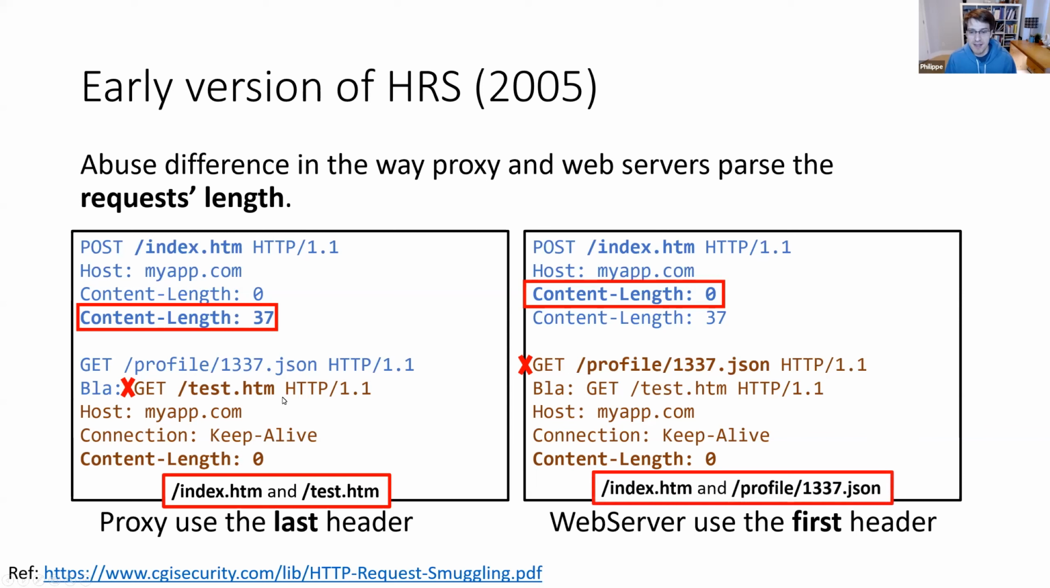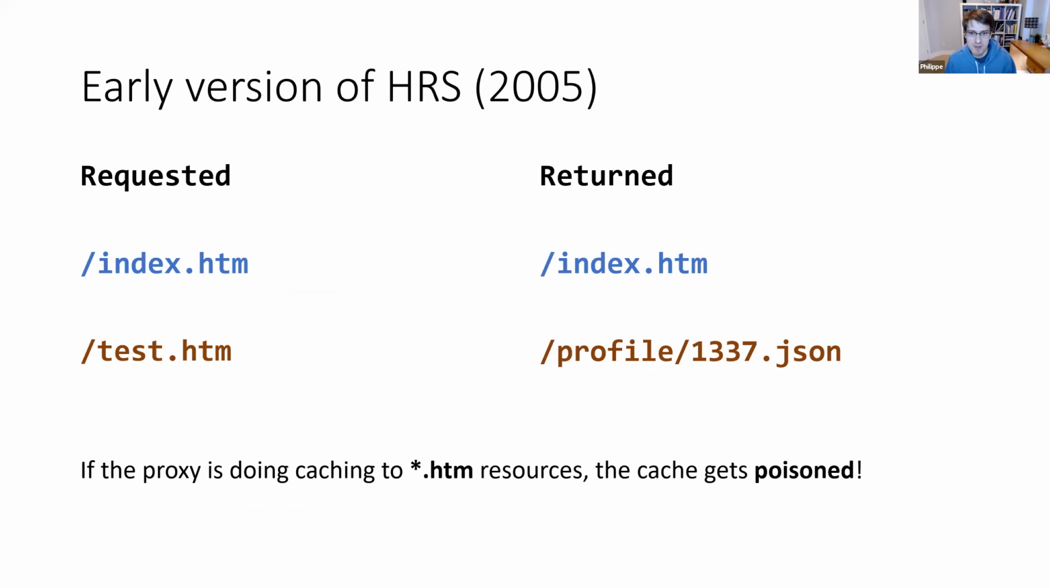And the backend web server sees actually that it's a REST call to maybe a dynamic value that loads profile information. So here it's loading profile slash 1237.json. So this can cause a problem because if you have, for example, a caching feature on your load balancer or your proxy, then the proxy thinks that it's loading test.htm for the second request.